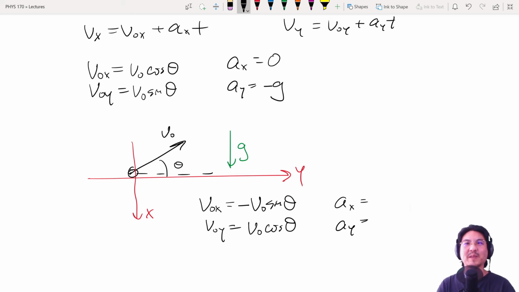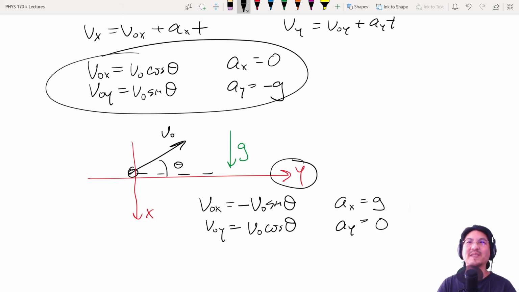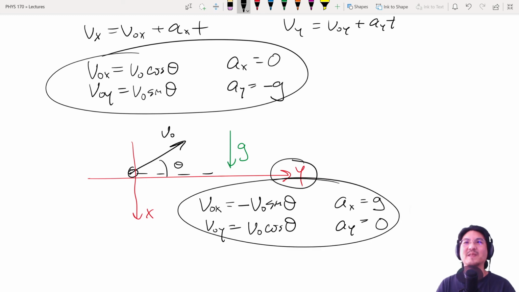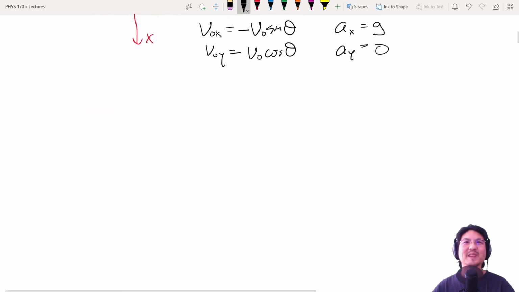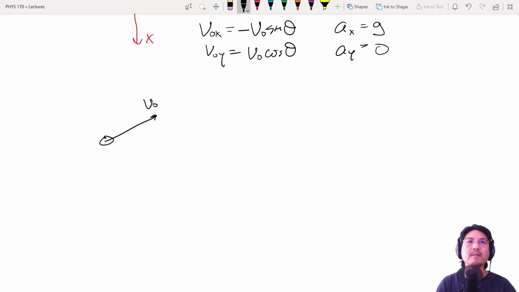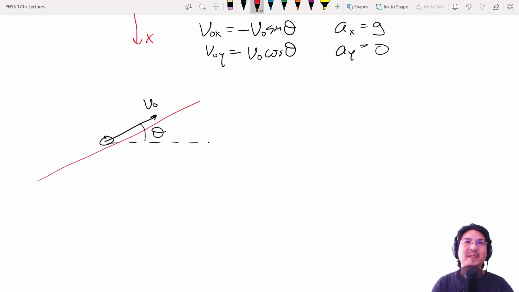Okay, and then how about acceleration? X is here. Gravity is going this way, so that's positive g. Y is here. There is no acceleration in y. So look, these are different already. Same situation, kicking the ball, but different choice of coordinates. Okay, let's go one more choice of coordinates. Let's say you kick the ball like this, and you decide, I'm going to pick coordinates like this.